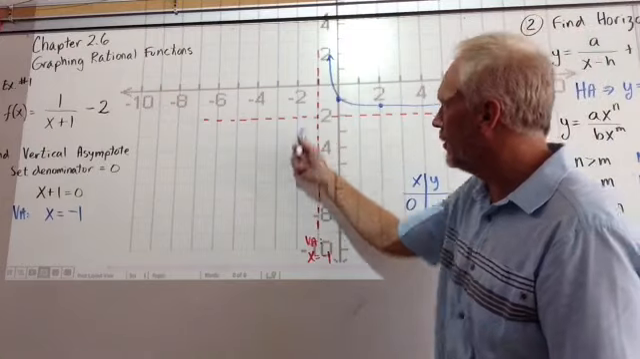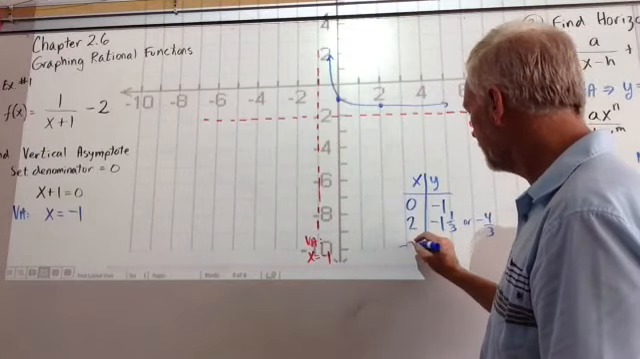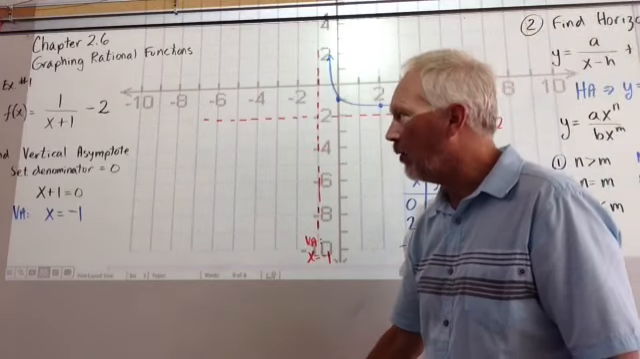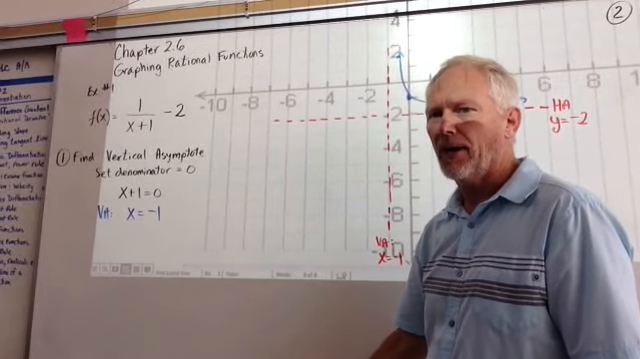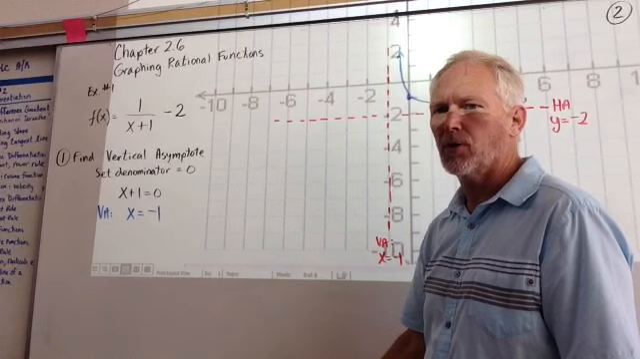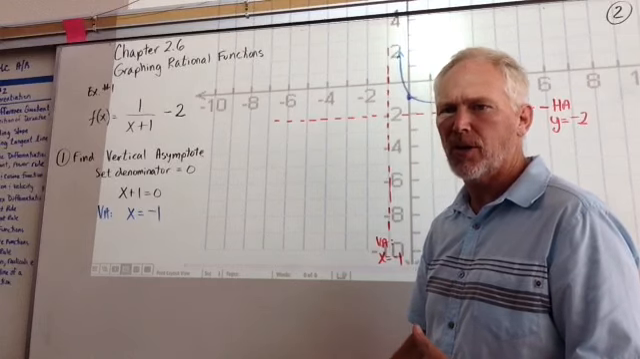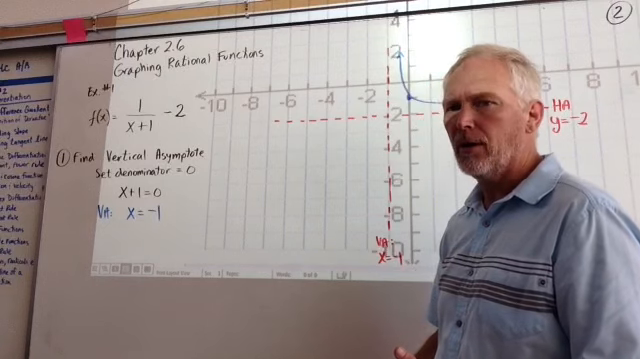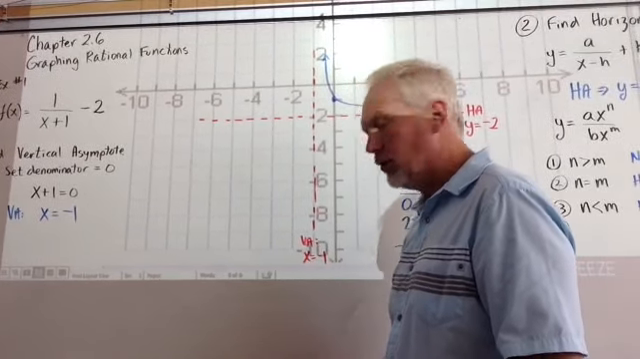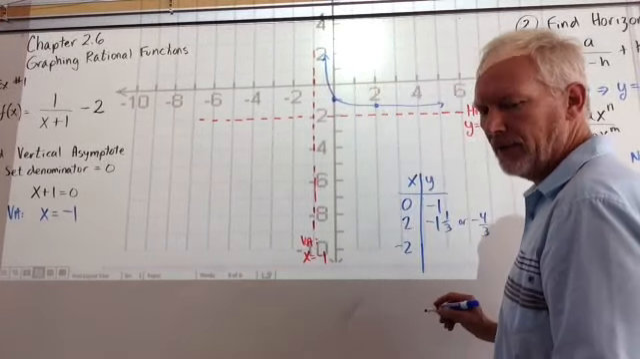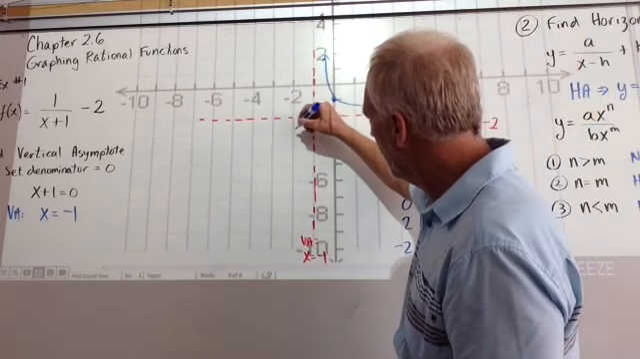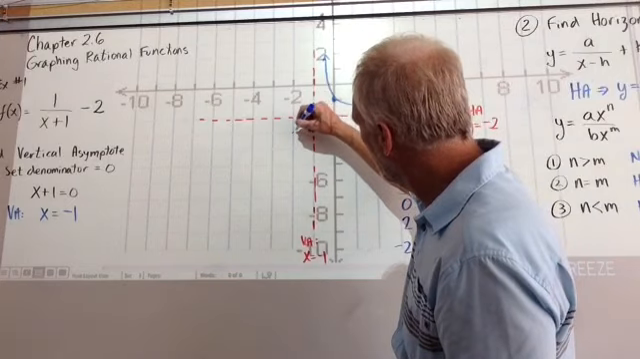And for the left side, I chose -2. If we plug -2 in there, we get 1 divided by -2 plus 1. I encourage you to write this down as I'm going through it. That would give us a -1. -1 minus 2 is -3. So we get -3. So -2, -3 is here.